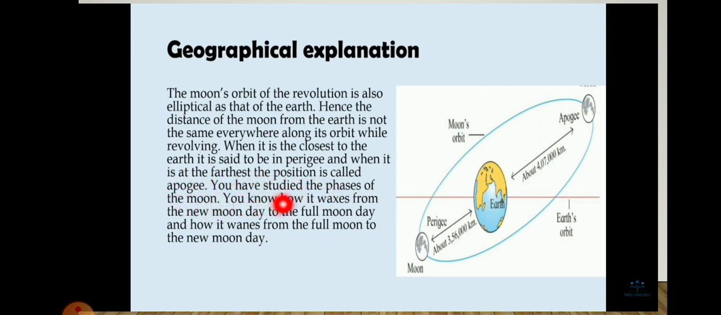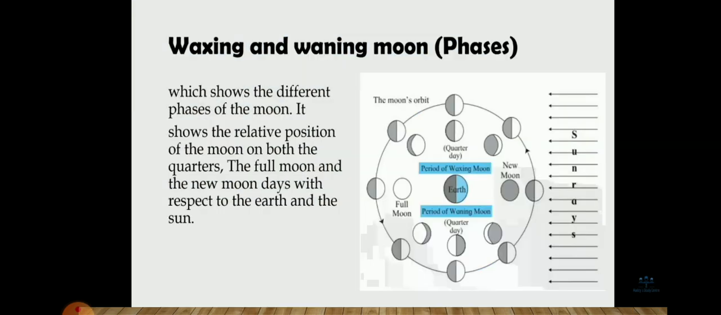You have studied the phases of the moon. You know how it waxes from the new moon day to the full moon day, and how it wanes from the full moon to the new moon day. Waxing and waning moon phases show the different phases of the moon. It shows the relative position of the moon on both the quarters, the full moon and the new moon days with respect to the earth and the sun.